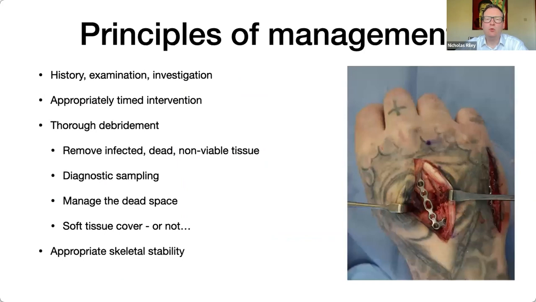Once we've done a thorough debridement, we need to start thinking about skeletal stability. This gentleman had a segmental defect in his metacarpal. And as I was debriding, as it became apparent that he was going to end up with a segmental defect, I put the plate on first. So I plated him, I then took the plate off, finished my debridement, and then put the plate back on. So it meant that I was able to restore his length, alignment, and rotation, and I wasn't left with a difficult fixation with a big hole.